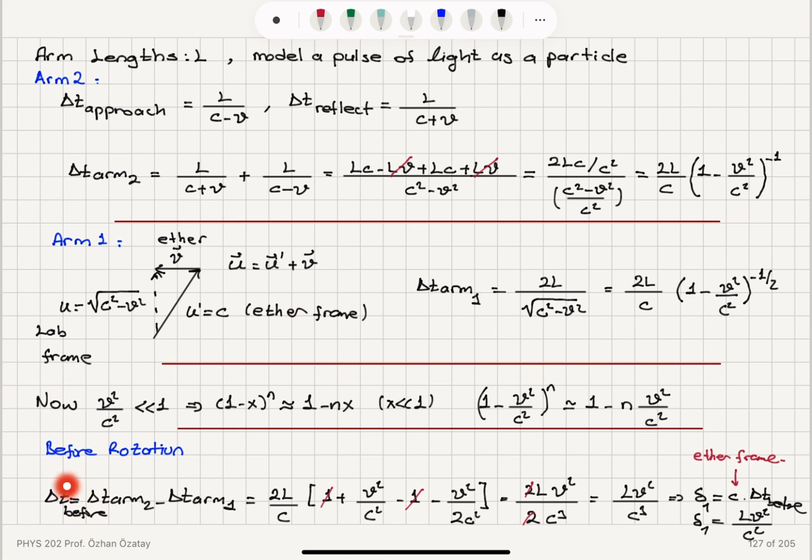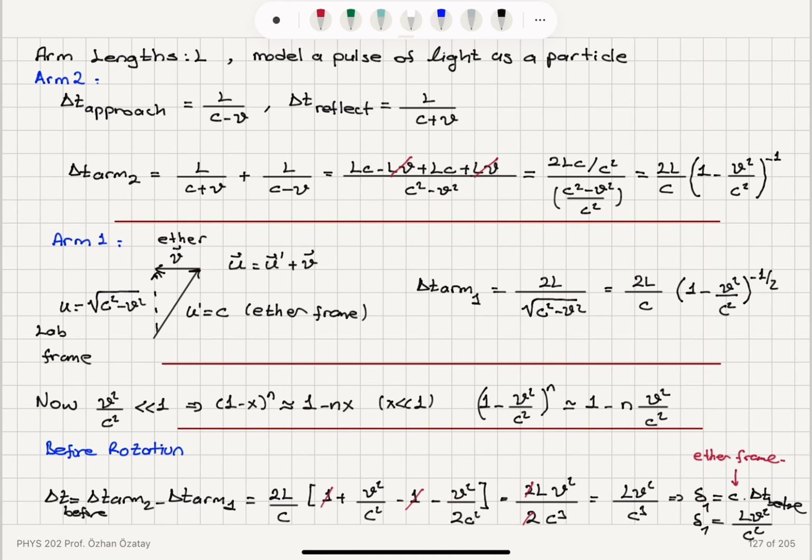Alright, so before the rotation, the time difference for arm 2 and arm 1 is 2L over c. For arm 2 we have 1 plus v square over c square approximately, and for arm 1 we have 1 plus v square over 2c square. So we subtract that, minus 1 minus v square over 2c square, ones cancel. So we obtain 2L, and we can see here v square over c square minus v square over 2c square is v square over 2c square. So it's 2Lv square over 2c cubed. 2's cancel. We obtain Lv square over c cubed.